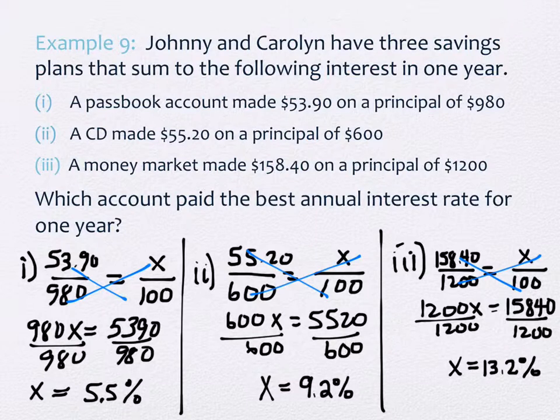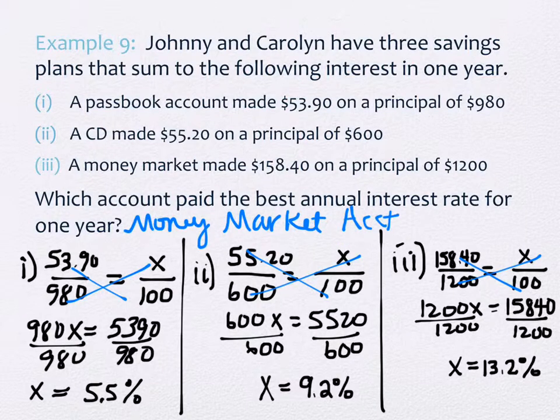actually give the answer yet. The question asked, which account paid the best annual interest rate for 1 year? Account number 3, right? Or the money market account. So our answer is the money market account. Please make sure you answer the question that's asked, okay? Because they likewise could have asked you something quite different, like which account would you get rid of if you were Johnny and Carolyn? I mean, that could be the question. So make sure you're answering the question they ask.